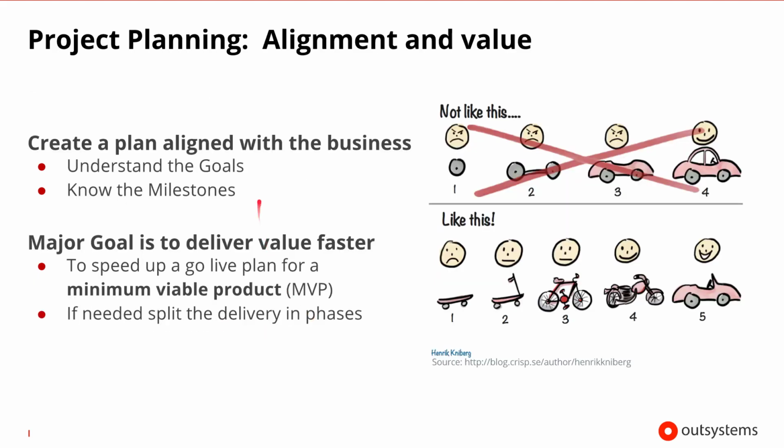Once we begin making the plan, we need to make sure it's aligned with the business. To do this, we need to make sure we understand their goals and any key milestones. Our goal should be to deliver value as quickly as possible. To accomplish this, sometimes it helps to plan for an MVP, or minimal viable product, and this can help speed up when things actually go live. If needed, we should also consider splitting the delivery into different phases.